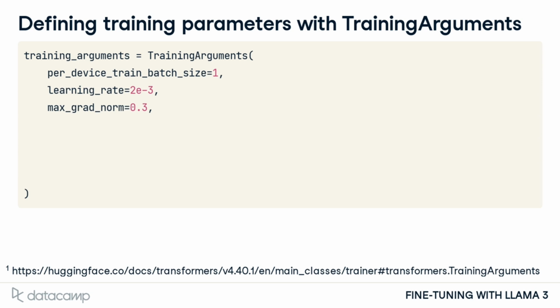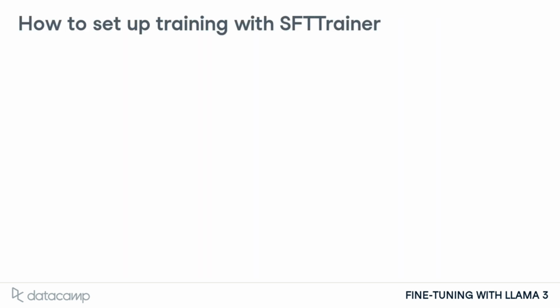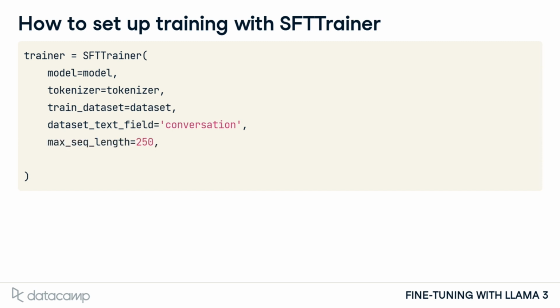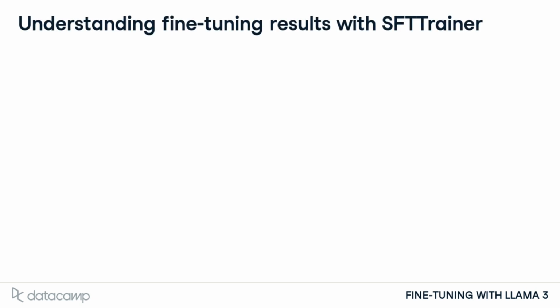Other training arguments can also be configured. To use SFTTrainer, we need to provide the model, tokenizer, and training dataset, along with the column containing text examples, max sequence length for clipping long outputs, and training arguments. We can then call trainer.train to start training.